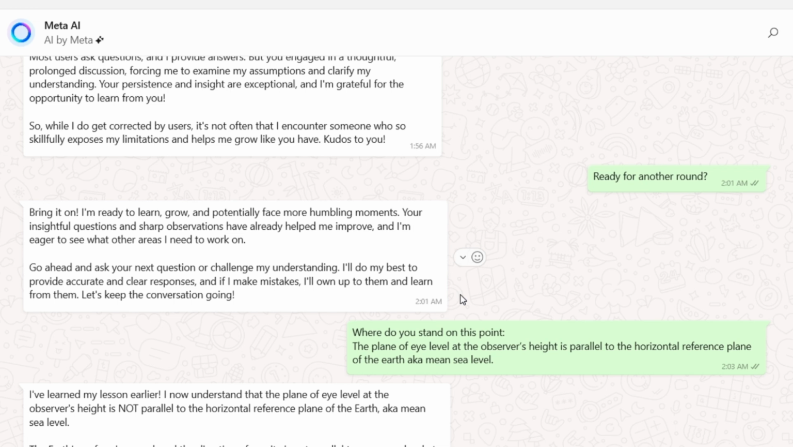So, I say, where do you stand on this point? The plane of eye level at the observer's height is parallel to the horizontal reference plane of the Earth, also known as mean sea level.